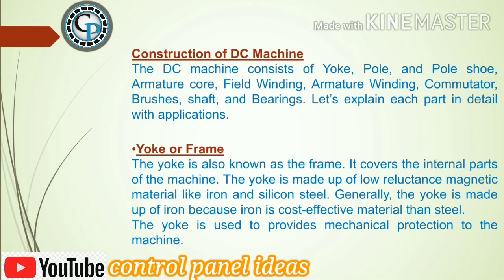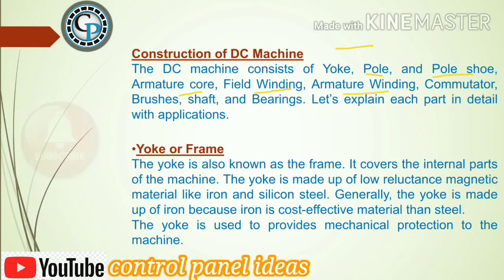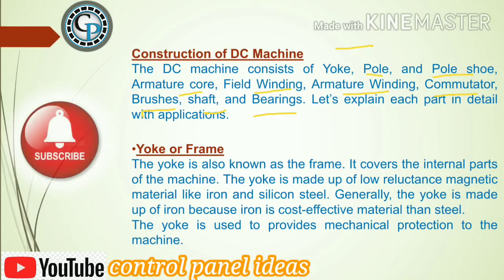Construction of DC machine. The DC machine consists of yoke, pole and pole shoe, armature core, field winding, armature winding, commutator, brush, shaft and bearing. Let's explain each part in detail. Yoke or frame. The yoke is also known as the frame.